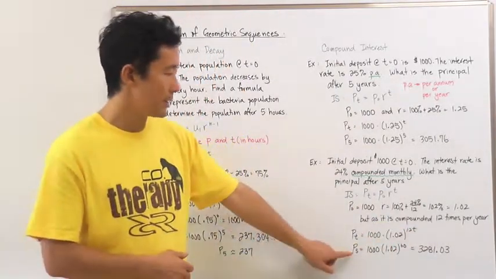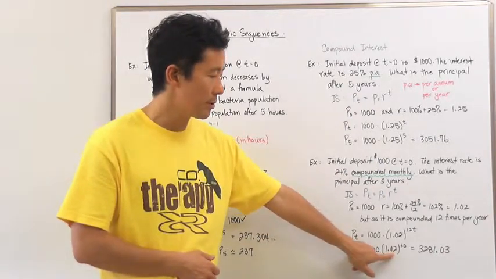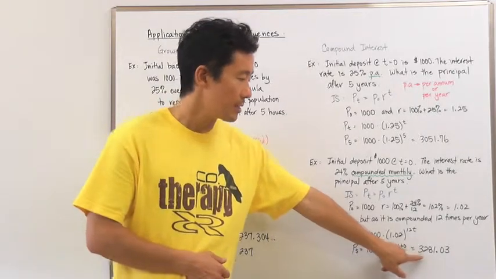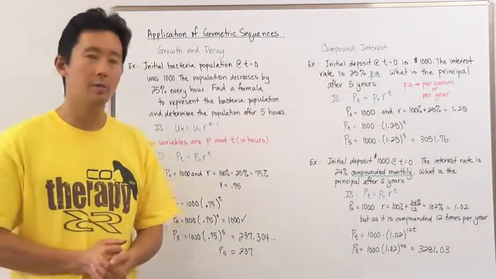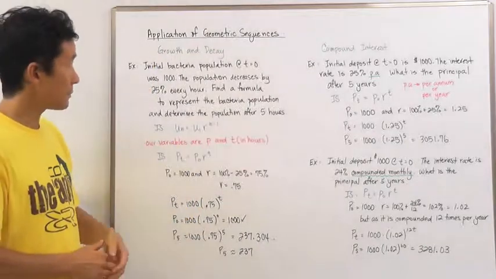Now again, if I substitute t equals 5, I'm going to have 1,000 times 1.02 to the 60, and that's going to come up with $3,281.03.